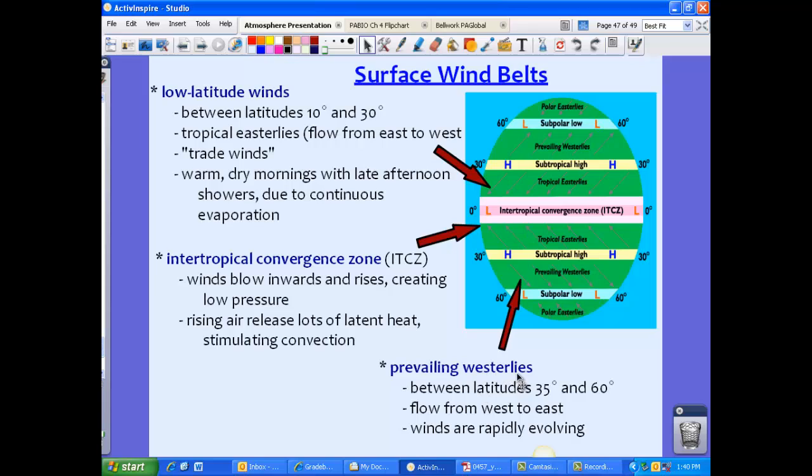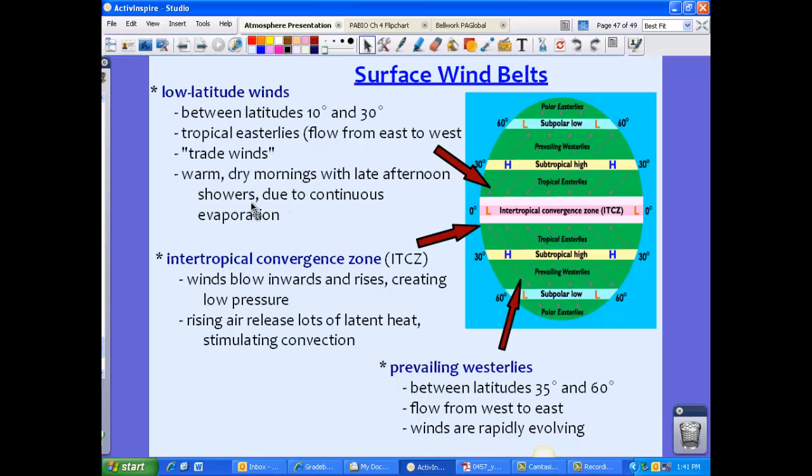And then our last type of winds we're going to talk about here are our prevailing westerlies. So if they're called westerlies, they're coming from the west. And these westerlies tend to have latitudes between 35 degrees and 60 degrees, both north and south. So we find them both in the south here and up here in the north.